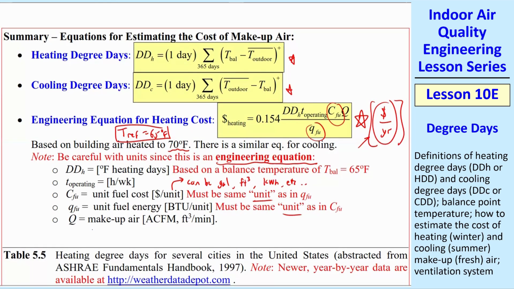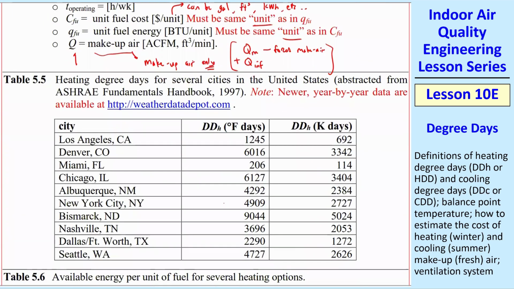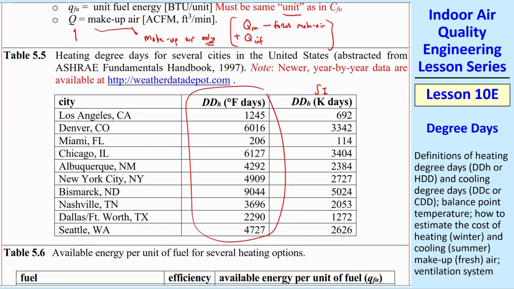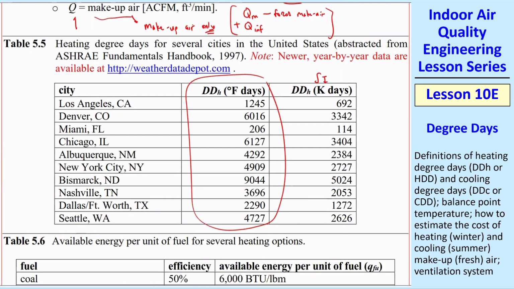And then Q is the makeup air only, and that is in ACFM, actual cubic feet per minute. You can have QM from the forced makeup air plus Q infiltration. And then I'd copied some tables from the book for typical degree heating days. This is in metric system, but we're going to always use English system for this. And you can see different cities around the country.